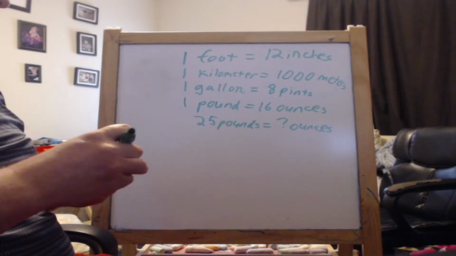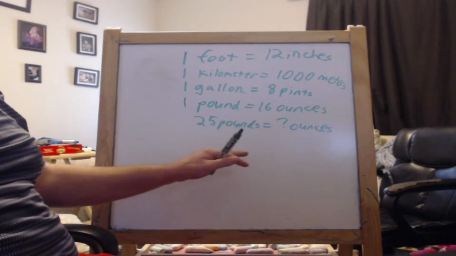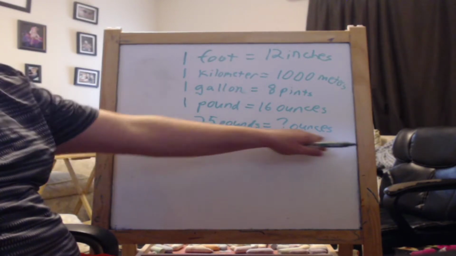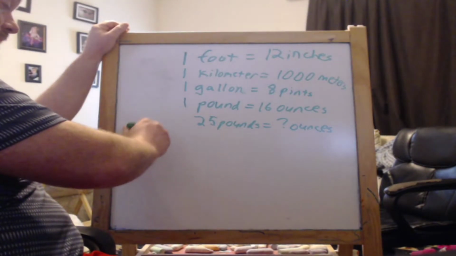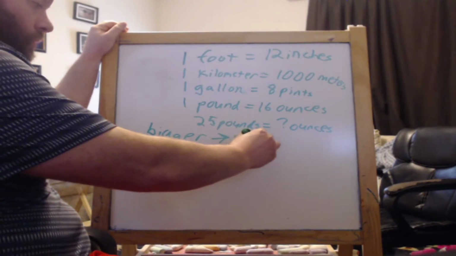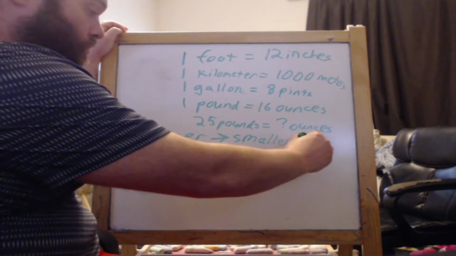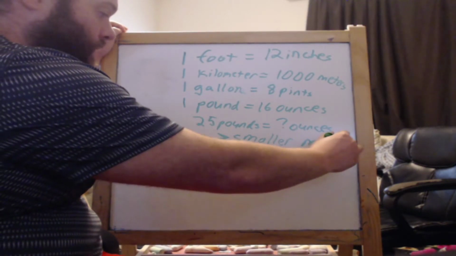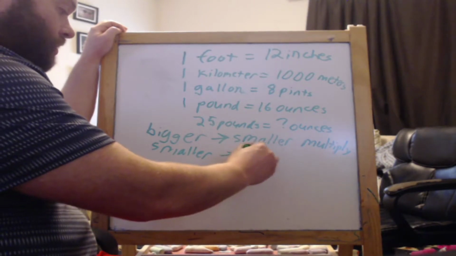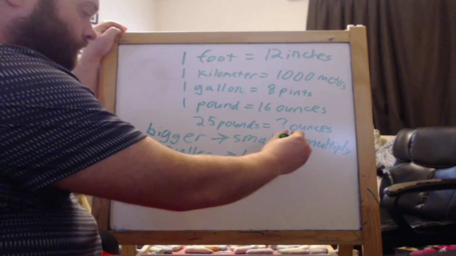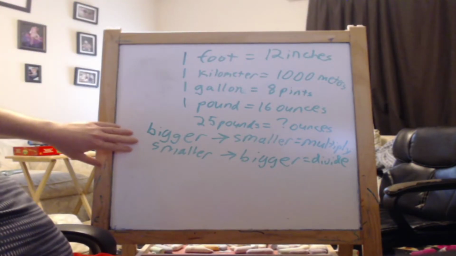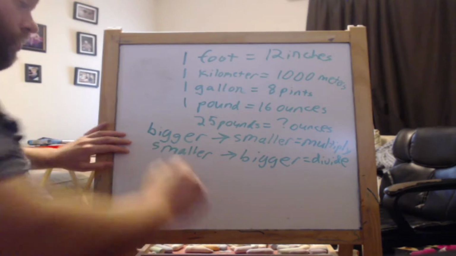Equals how many ounces. Okay, so one thing that I would suggest doing anytime you have this is to write: bigger to smaller is multiply, okay, and then smaller to bigger is divide.